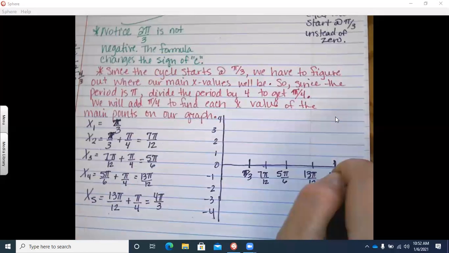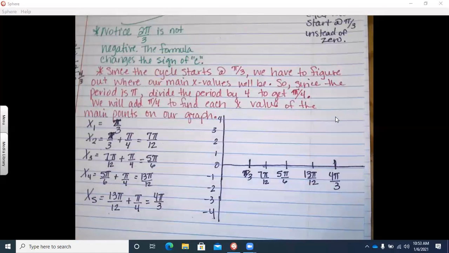Now, if I would have done 2 pi plus c divided by b, I would have gotten the same thing. It's just going to take me a little bit more work. That's why I just go this route. But to find that first point, you do have to do c divided by b. Now, I know we know where it's going to start, but we're going to do the math.